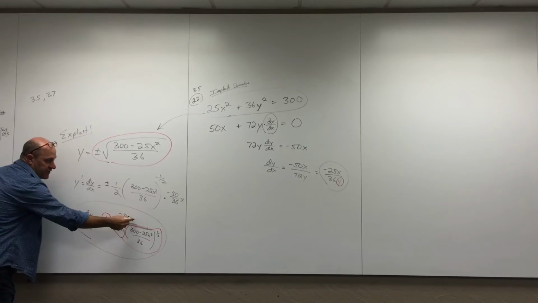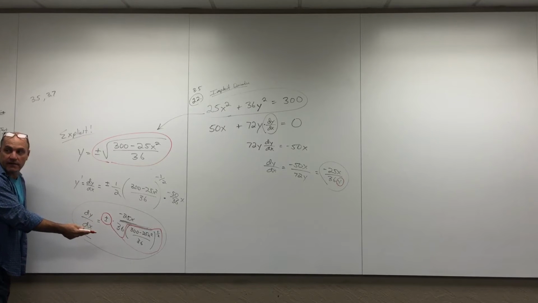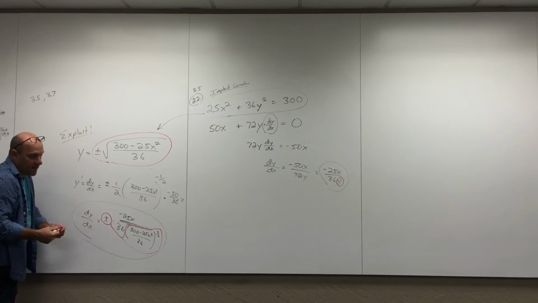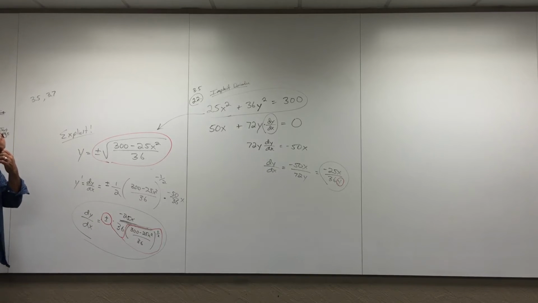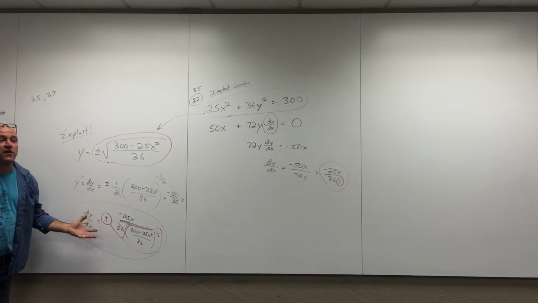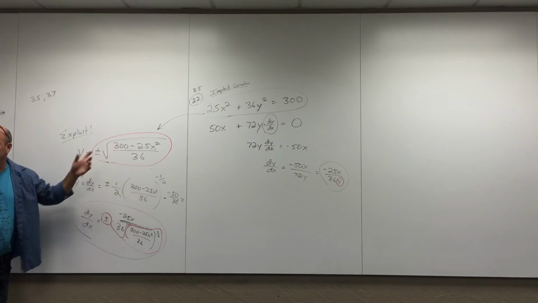So this is negative 25x over 36y. Is that what this is? Yeah. Okay, it is. So that was the book saying, do it implicitly, but do it explicitly and prove to yourself that they're the same. And I just sort of did that.